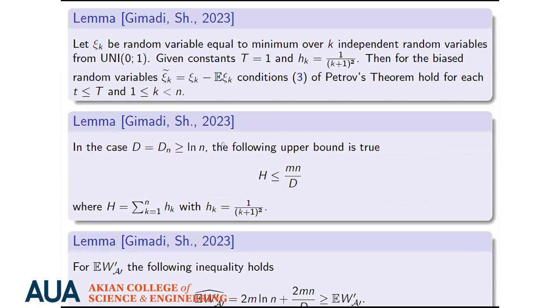And there are some statements, some lemmas from our work of 2023. In the first lemma, we prove that the condition of Petrov's theorem holds. In the second lemma, we bound H big from above. And in the third lemma, we construct the upper bound for the mathematical expectation of the weight obtained by algorithm A prime. So we reduce the problem of maximization to the problem of minimization and use some results for the minimization problem.